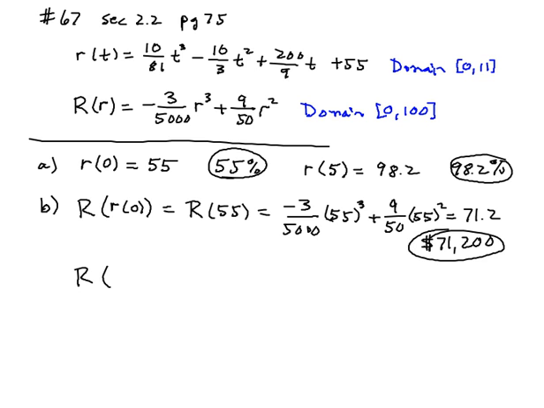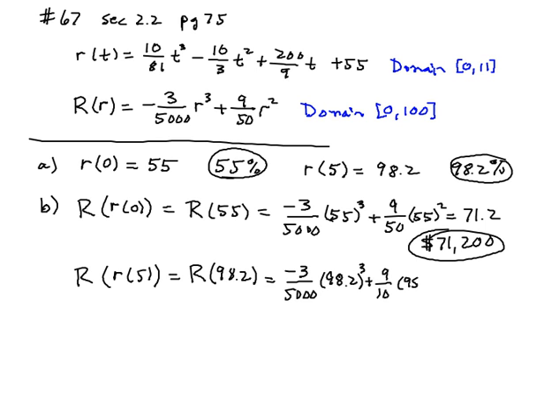And then the second part of B, it says at the beginning of June. What is the revenue? Again, the revenue function requires you to input the occupancy rate, but they want the revenue at the beginning of June. I've got to calculate the occupancy rate at the beginning of June, which I actually already did in part A. So this would be R of 98.2, and then evaluating my revenue function at 98.2, I get $109.9 thousand, or $109,900.